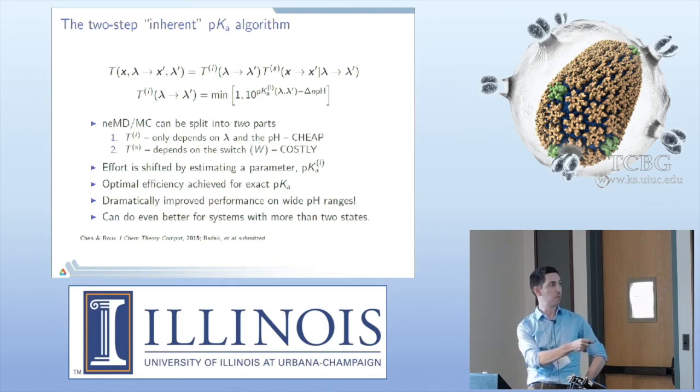It also improves the efficiency of the second part, the switch part, which is still based off of the work, because it effectively reduces the variance in the work that you will observe. We recently came up with an amendment that also makes it even more effective if you have more than two states to choose from. So for complicated systems like histidine or phosphates, you will naturally choose the most reasonable one automatically.